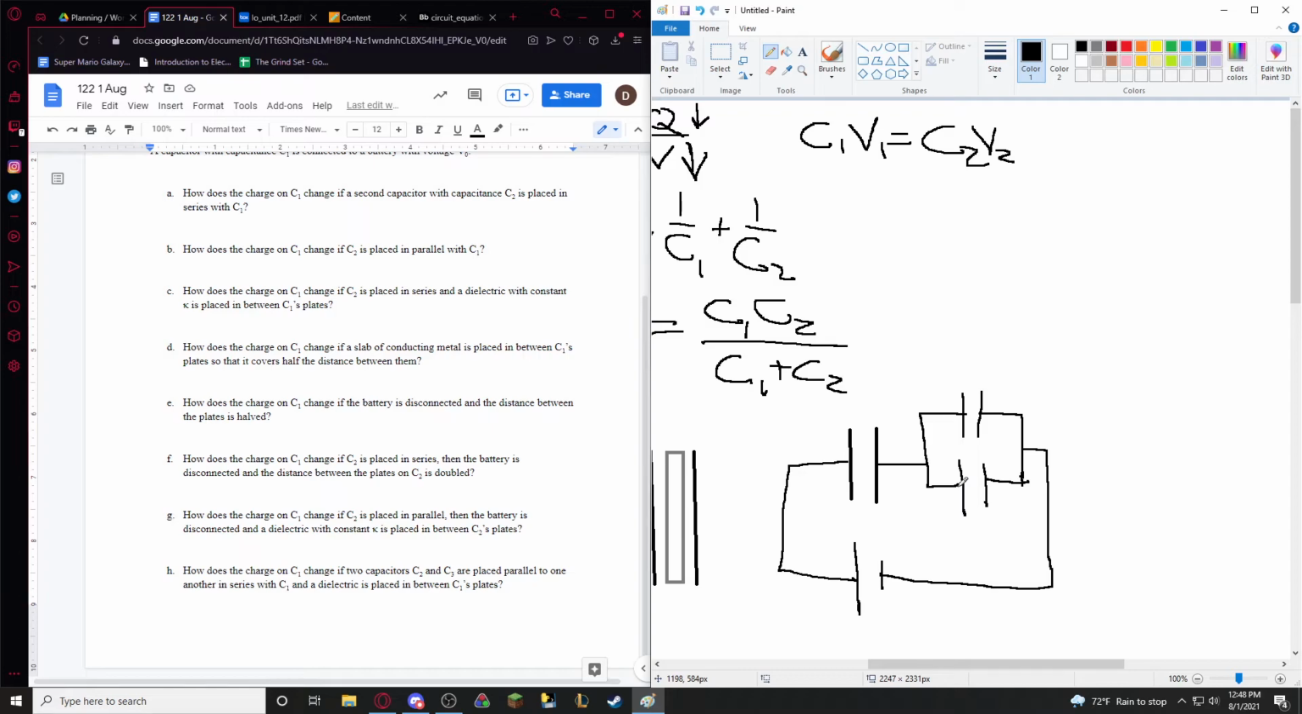So do this step by step. Well, the first thing is about C2 and C3. They're parallel to each other. The voltage should be the same between 2 and 3. So that means the voltage in C23 should have the same voltage.